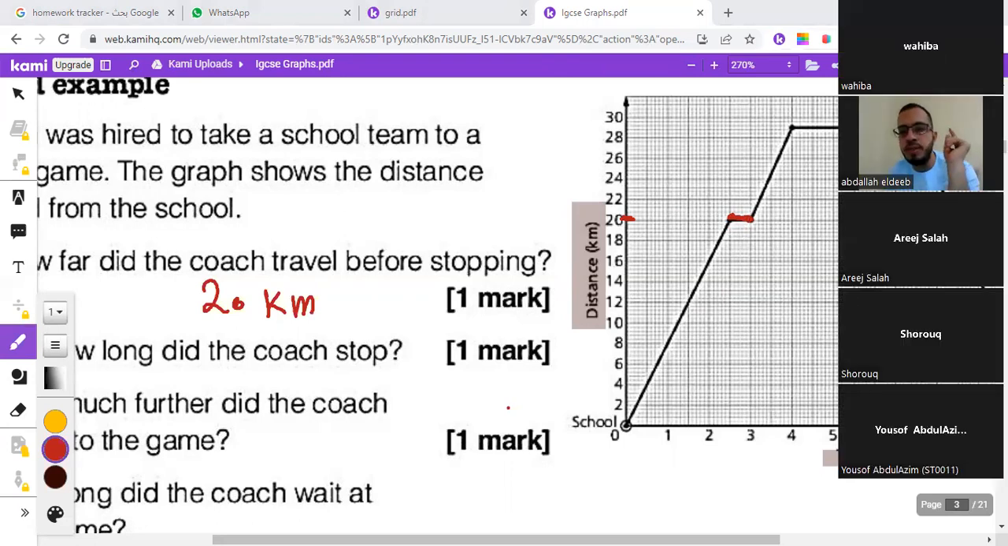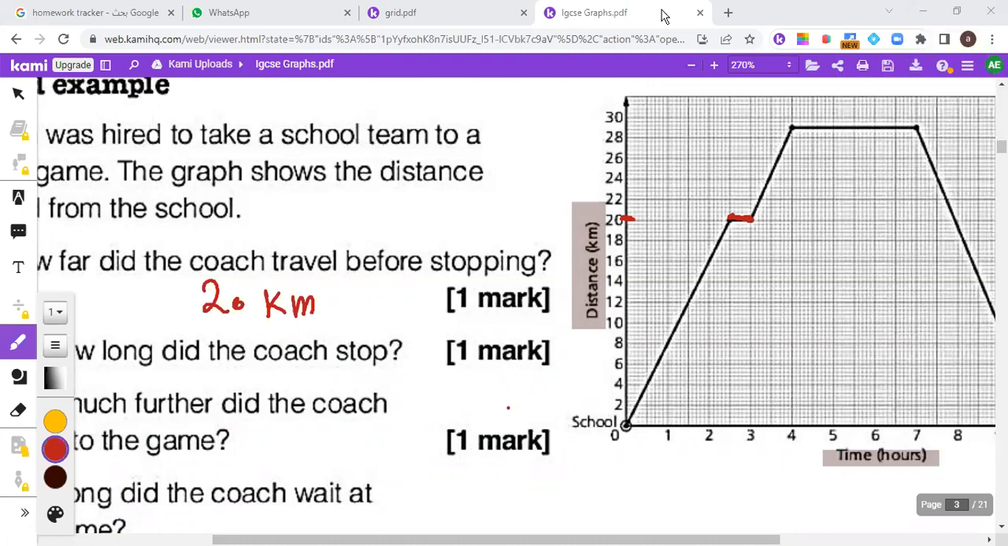You said 20 or 30 minutes? 20. But why 20 over 3? Why not 30? Because if you see here, this is 2, 2:30, 3, 3:30, 4, 4:30. So from 2:30 to 3, we have 30 minutes.